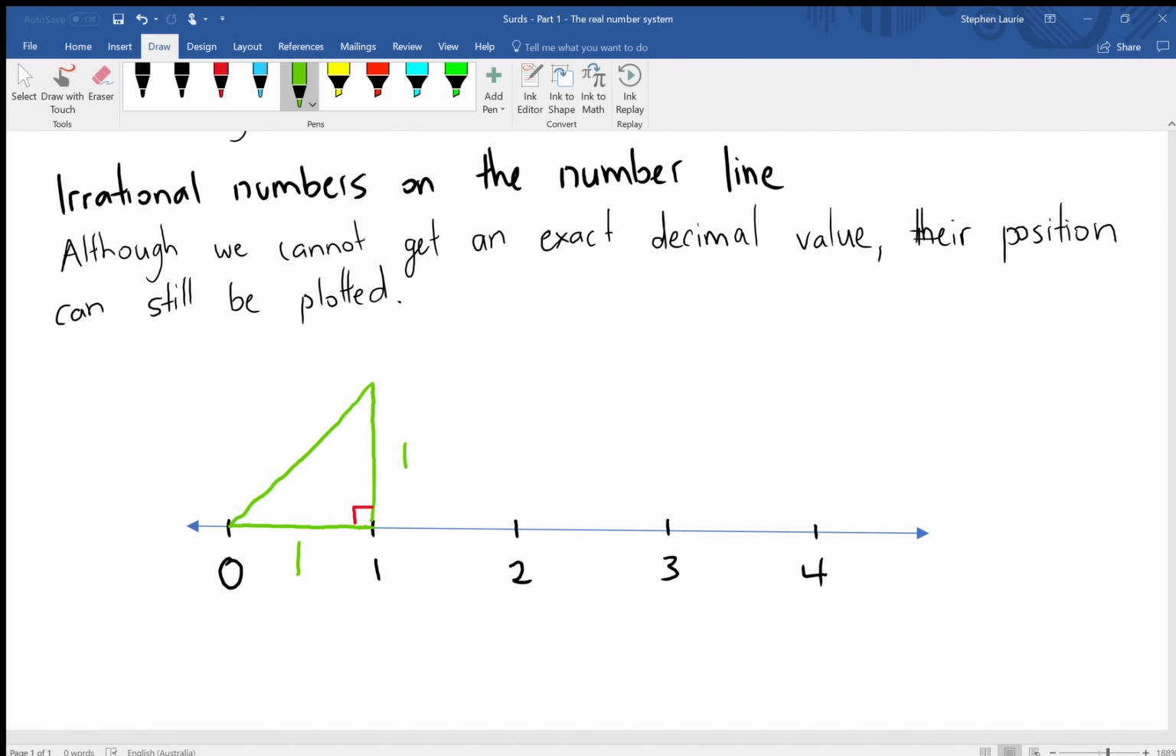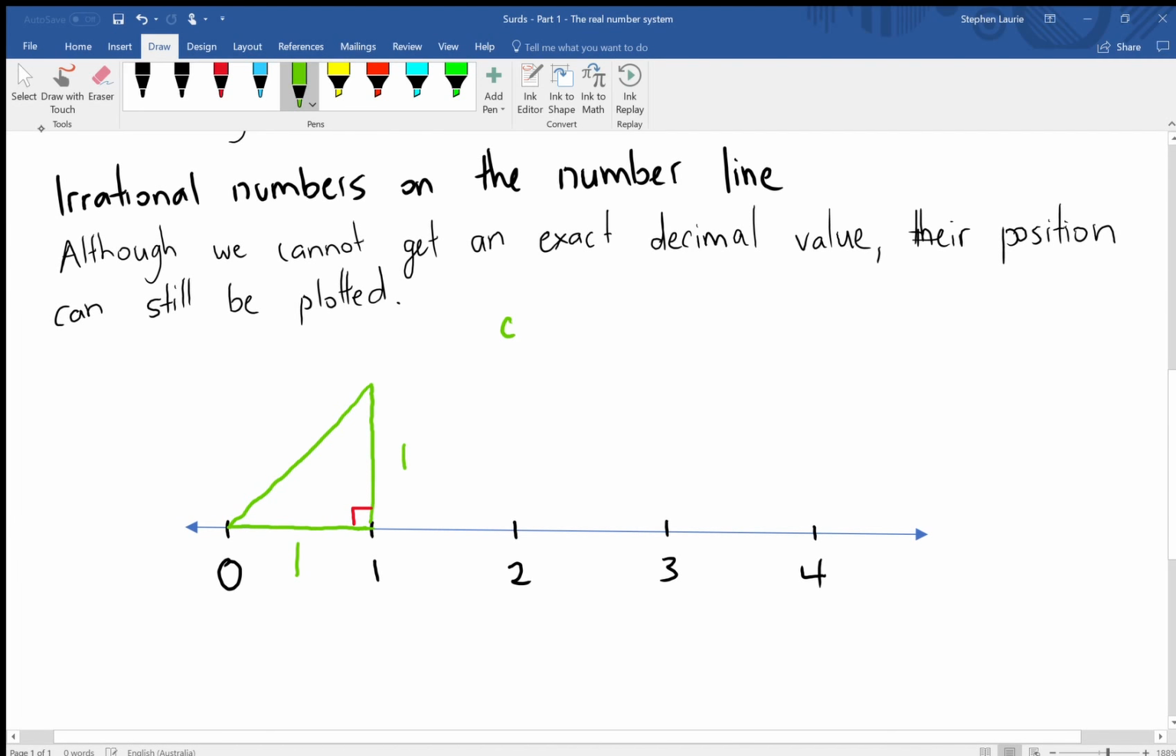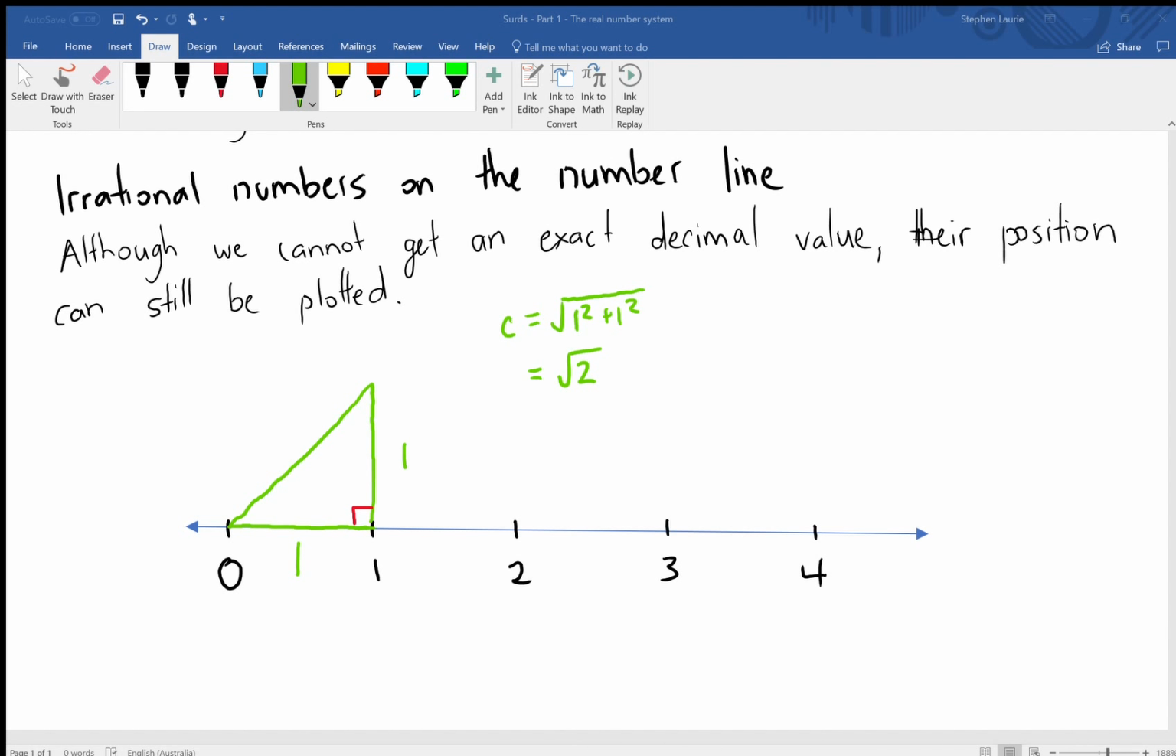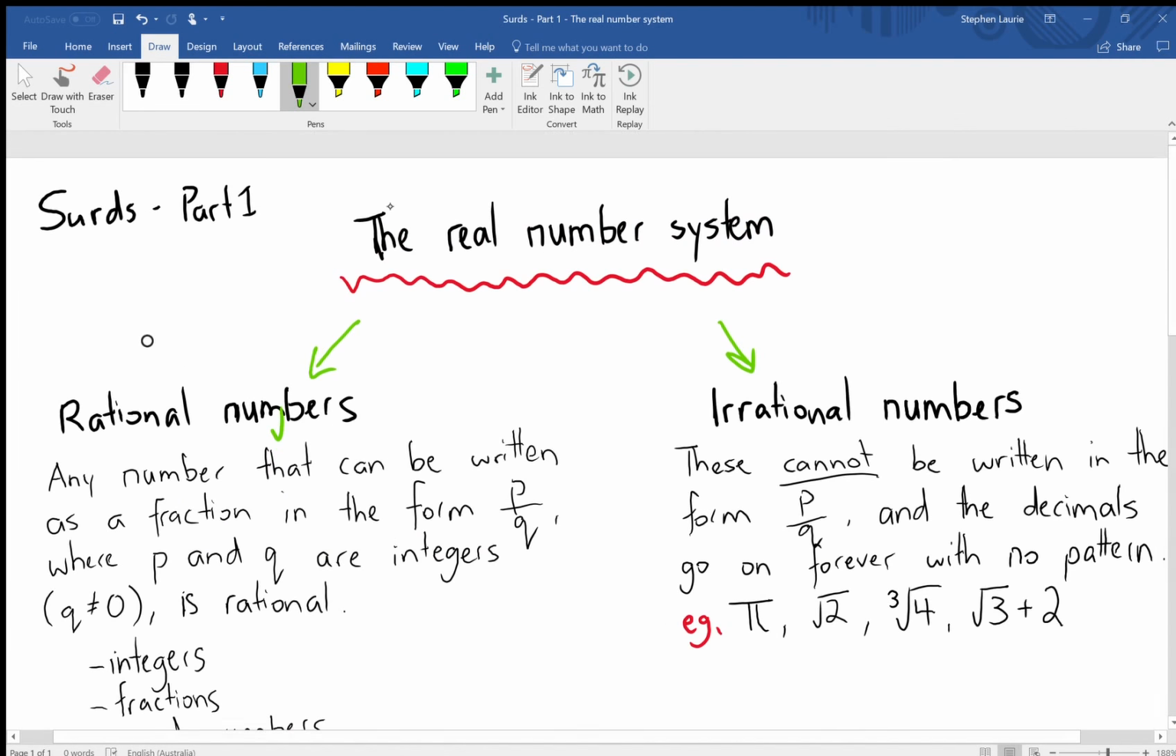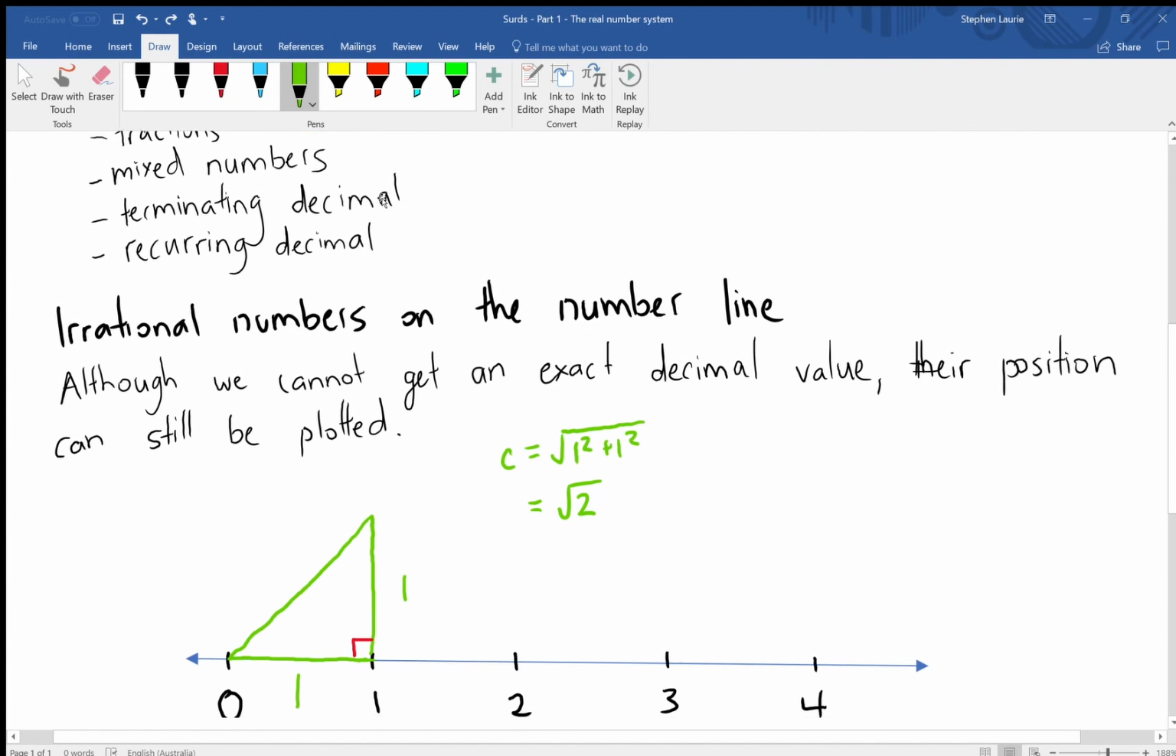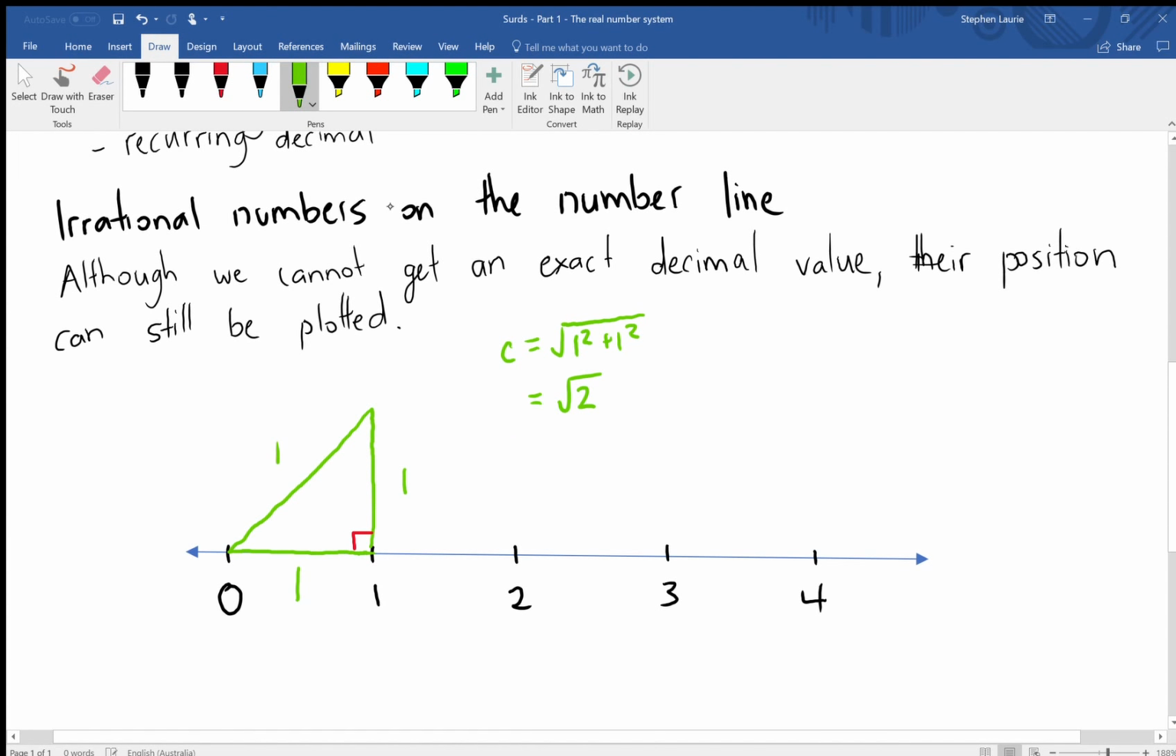Remember we can use Pythagoras' theorem. The length of the hypotenuse will be the square root of the two shorter sides squared and added together. So square root of 1 squared plus 1 squared. Now 1 squared is just 1, 1 plus 1 is 2. So in this triangle, the hypotenuse has length square root of 2. Let's put that on here. We'll label that square root of 2.